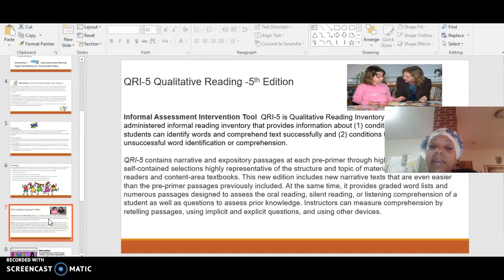This contains narrative and expository passages at the elementary stage as well as the high school level. And all are self-contained sections, highly representative of the structure and the topics necessary to build the reading skills and move their levels.